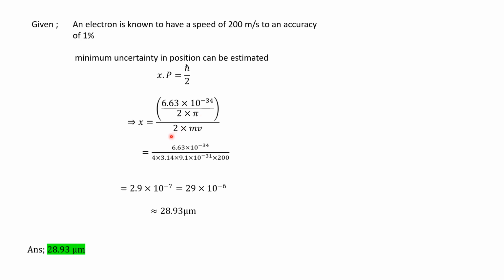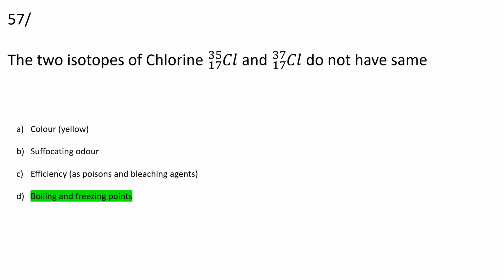Then this 2π and this 2 is equal to 4 into 3.14 into the mass of electron, 9.1 into 10 to the power minus 31, and the velocity is given as 200 meter per second. So by having all the calculations, we can find the final answer as 29 into 10 to the power minus 6, which is nearly equal to the option 28.93 micrometer. So the final answer will be 28.93 micrometer.